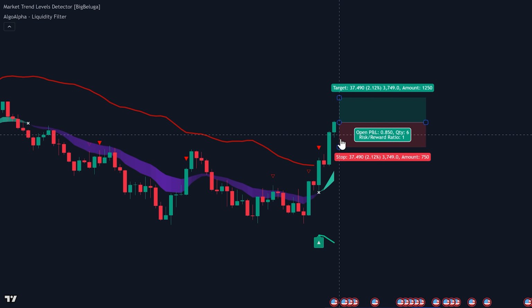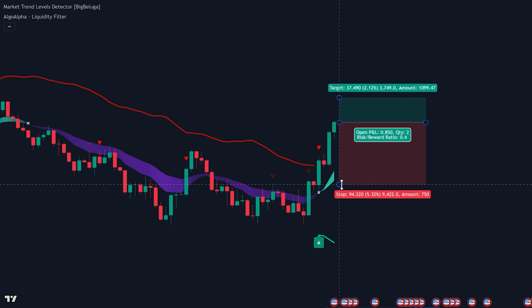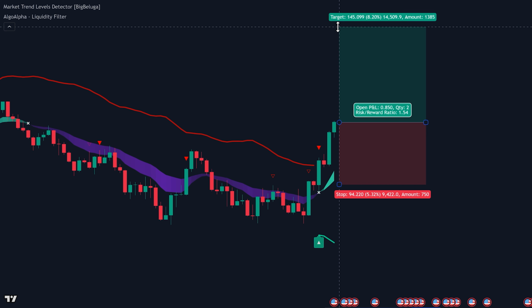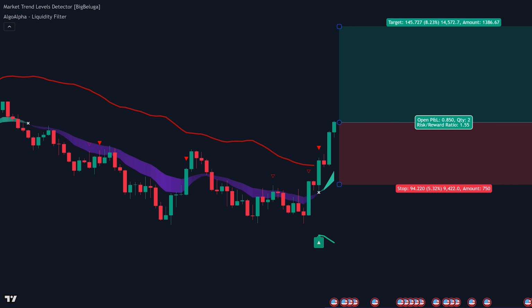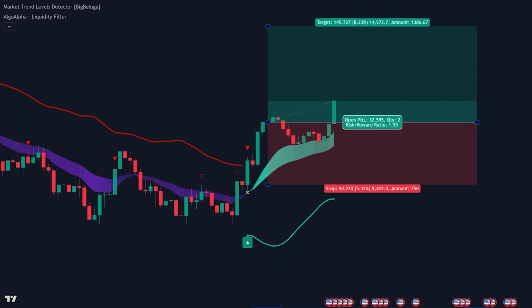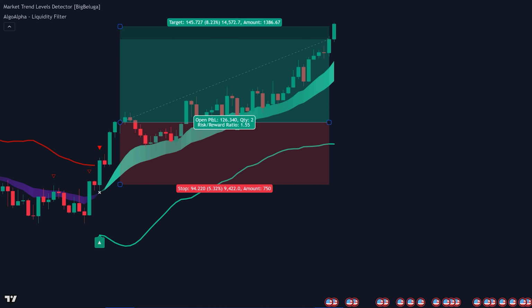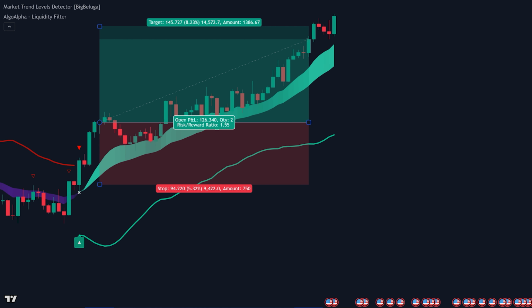Our stop loss will be placed just below the market trend detector line. For our take profit, we aim for a 1 to 1.5 risk-to-reward ratio. As you can see in this trade example, all the conditions were met, and the market moved in our favor, completely hitting the target. A clean and profitable trade.